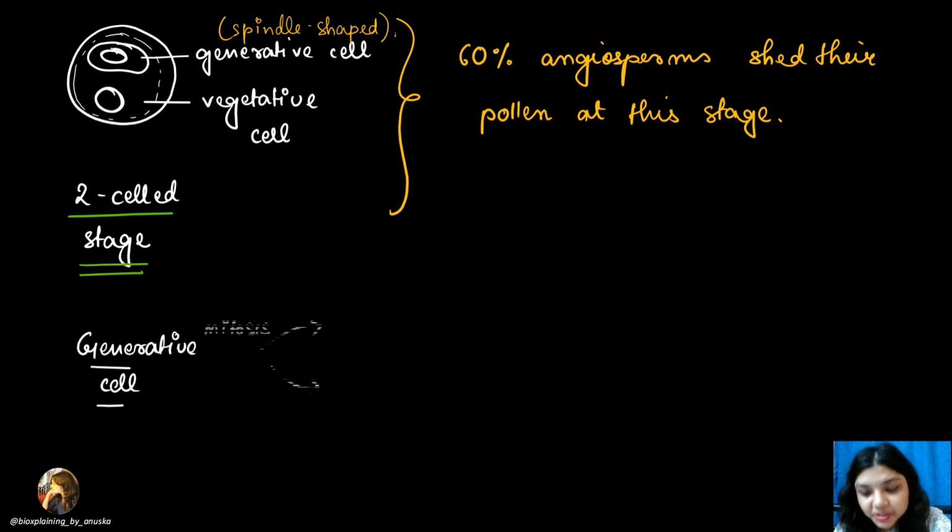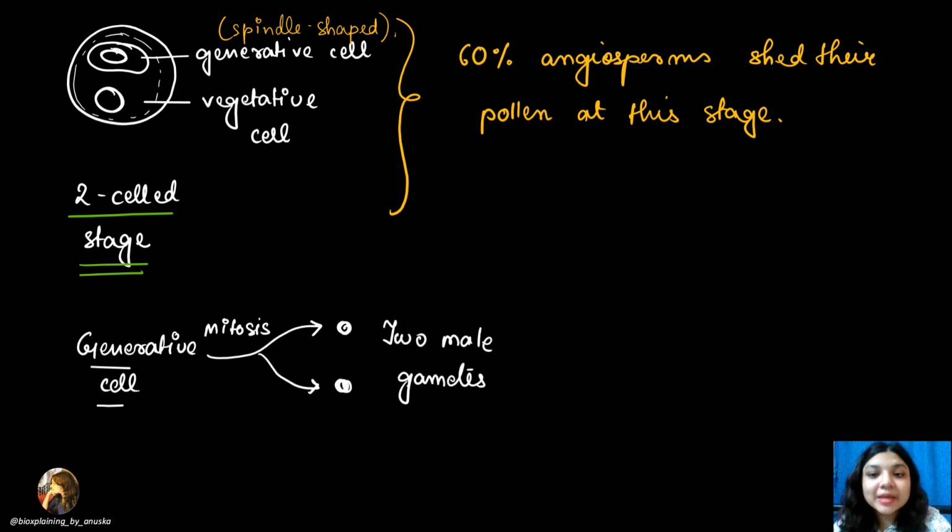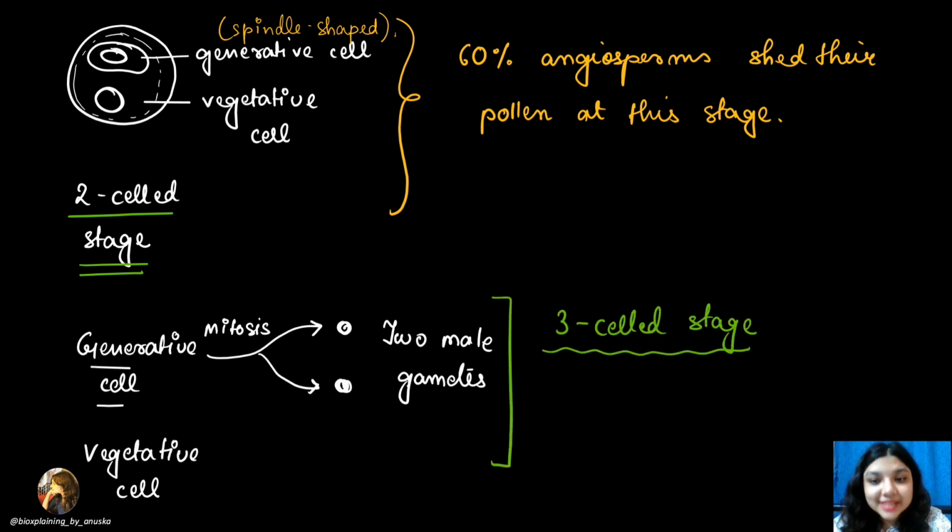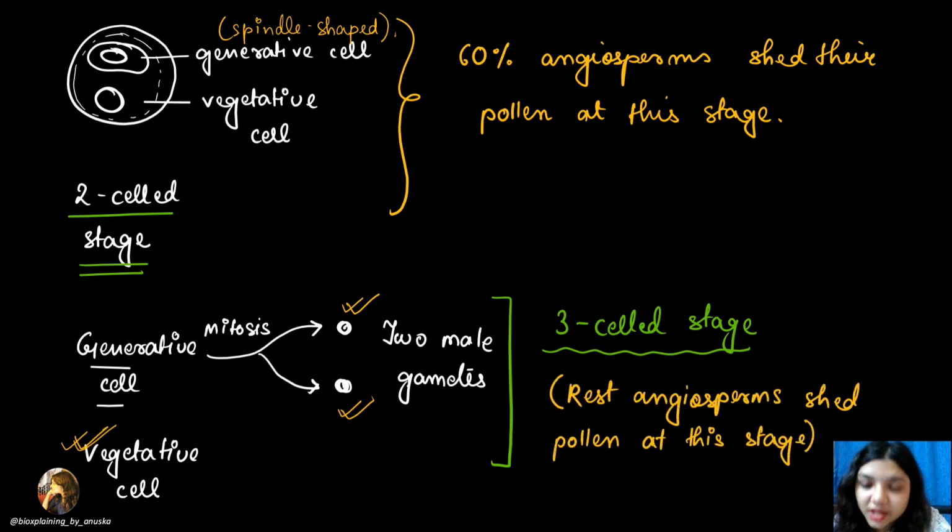In the remaining species, the generative cell will further undergo mitosis. So when it undergoes mitosis, what happens? It gives rise to two male gametes. Okay, so now what happens? This is a three-celled stage. That means what are the three cells? There is one vegetative cell present, and the generative cell has divided into two separate male gametes. So in total, this is a three-cell stage. The rest of the angiosperms will shed their pollen grains at this three-cell stage.